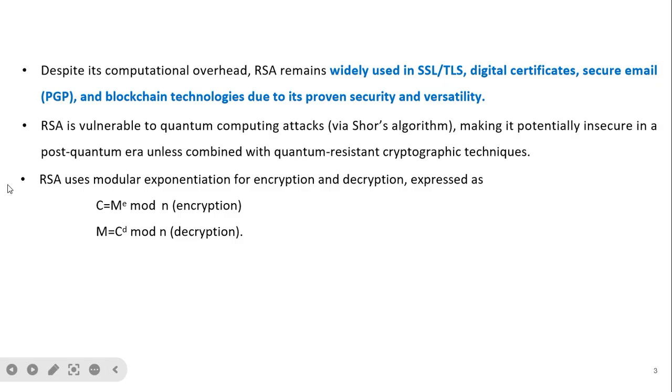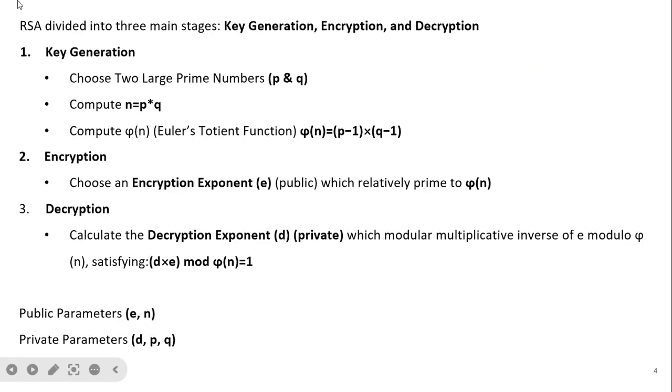RSA uses modular exponentiation for encryption and decryption. For encryption, that is to make a ciphertext from the plaintext, we use c equals m raised to e mod n, where e is the public key of the receiver. For decryption, m equals c raised to d mod n, to get the plaintext, where d is the private key of the receiver. RSA is divided into three main stages: key generation, encryption, and decryption.